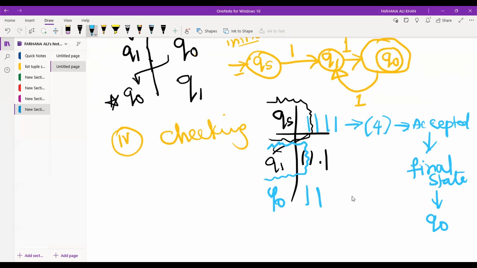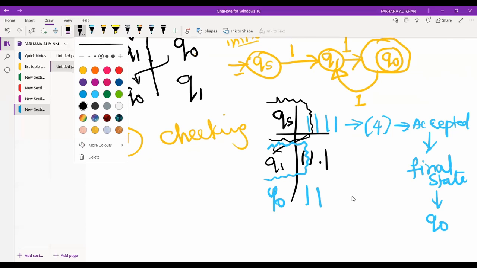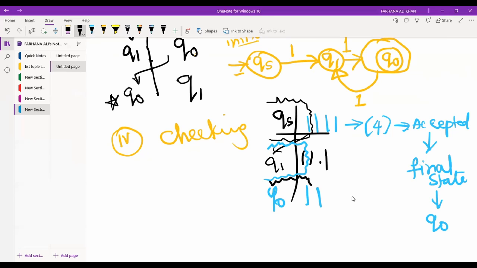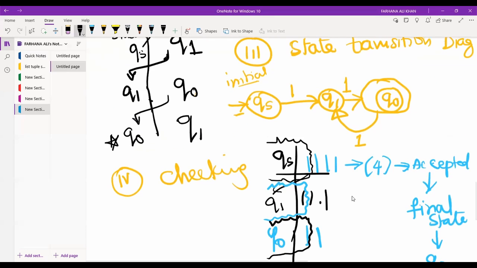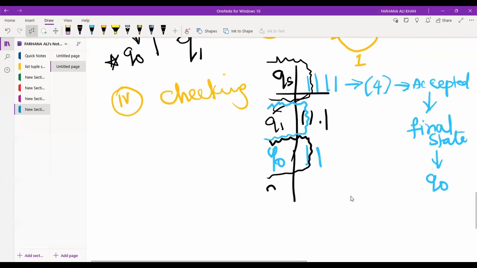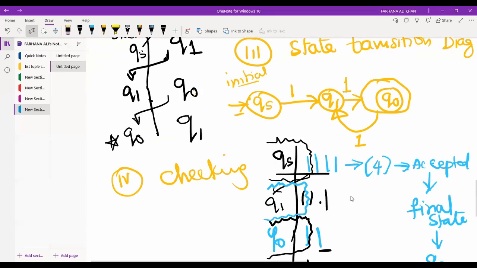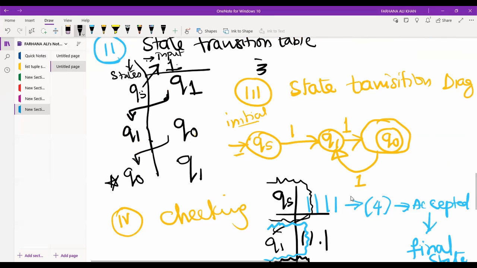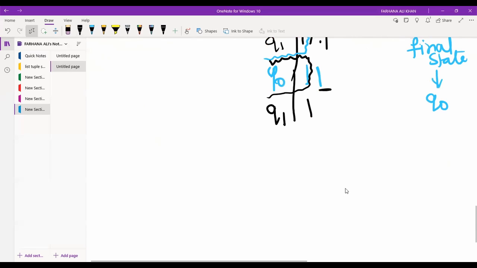Now the resultant state is Q0. We will consider only one bit here. So we consider Q0 on 1, where is it going? Q0 on 1 goes to Q1. So we write Q1. What is remaining here is 1, which we write here. Now Q1 on 1, where is it going? Q1 on 1 goes to Q0. So I will write the resultant state as Q0.